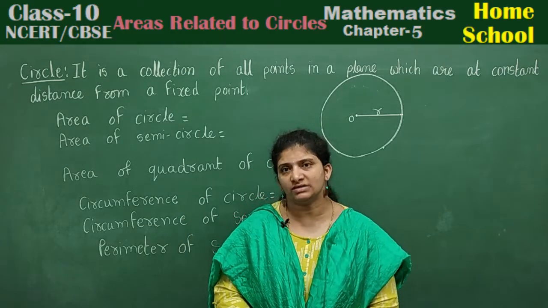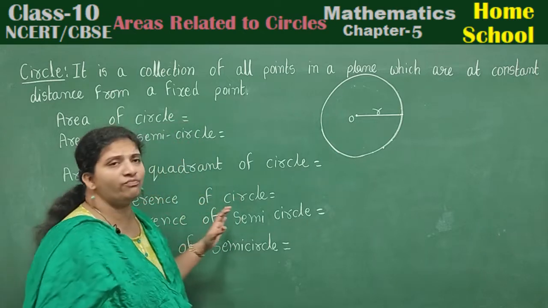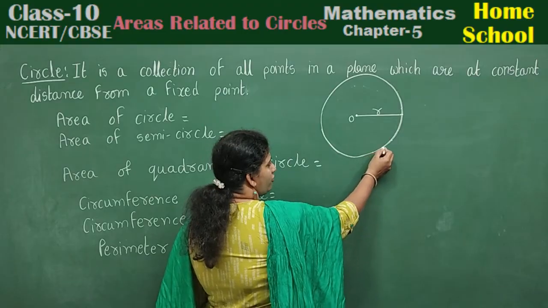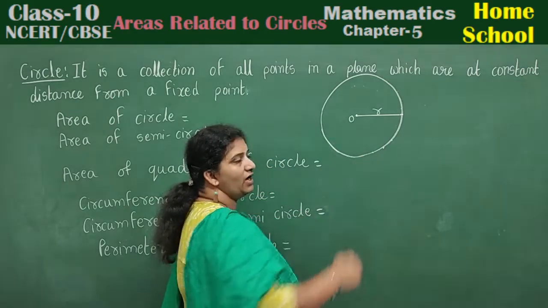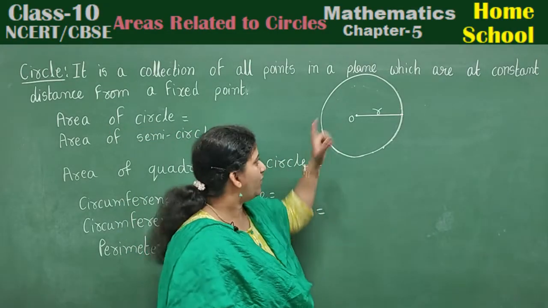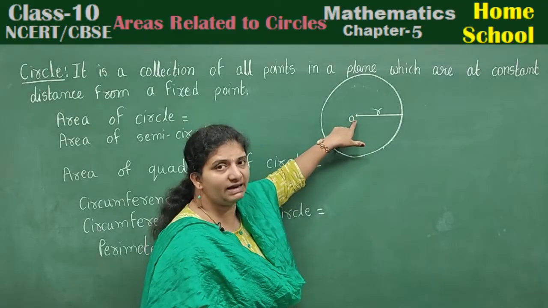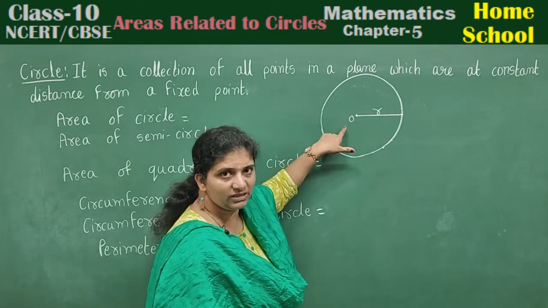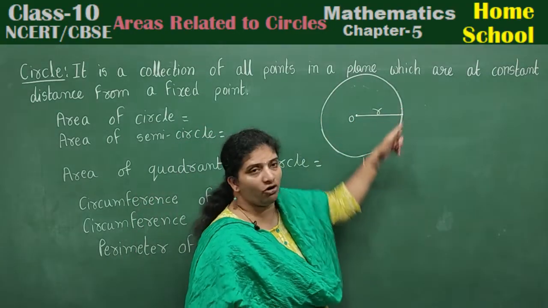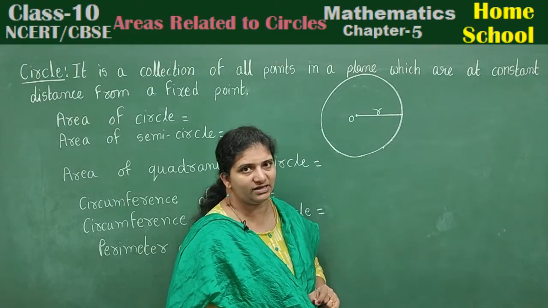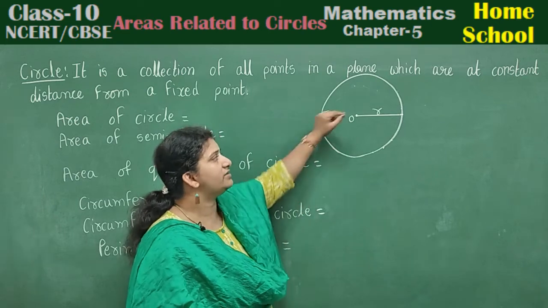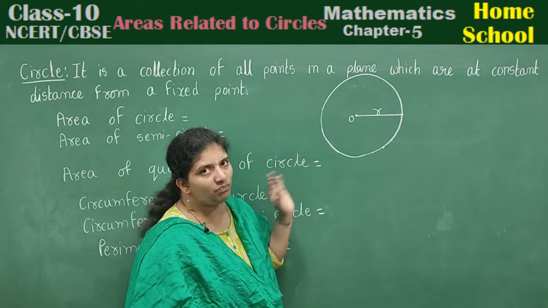Circle. What is a circle? It is a collection of points in a plane. See here, you can see many points. It's a collection of points on a plane which are at a constant distance from a fixed point. What is a fixed point? Fixed point is at the center. The center is represented by O. From this point, all the points which we have drawn are at equidistance. A circle is a collection of points which are equidistant from the fixed point.